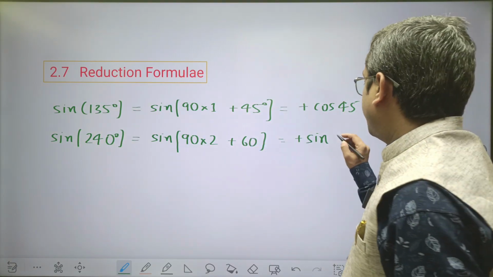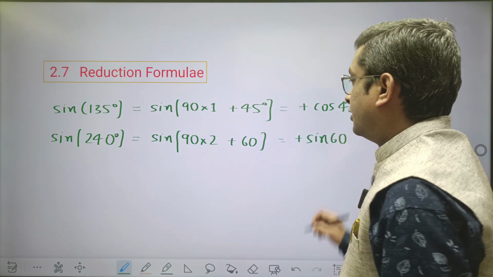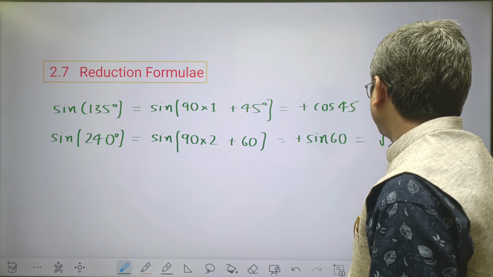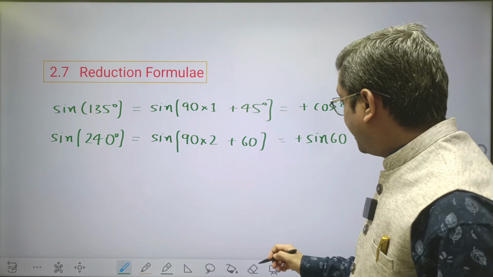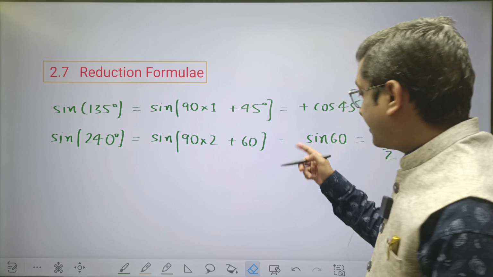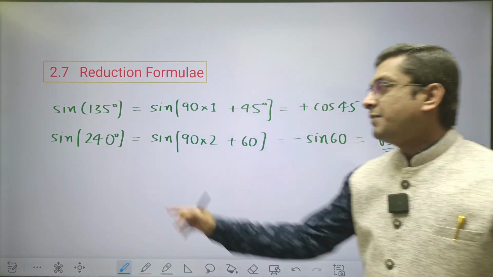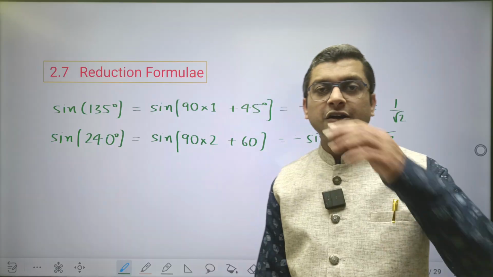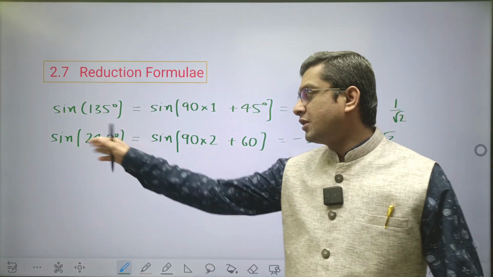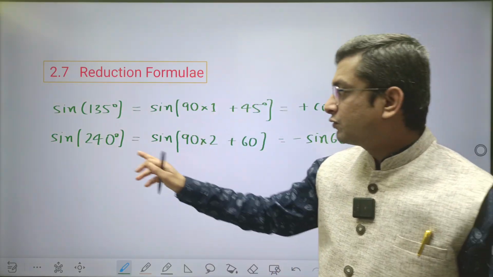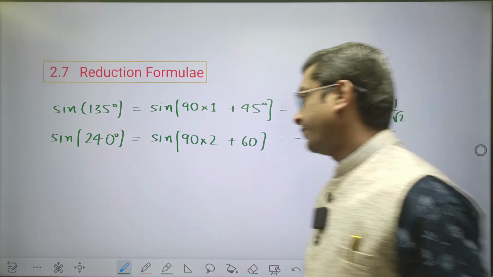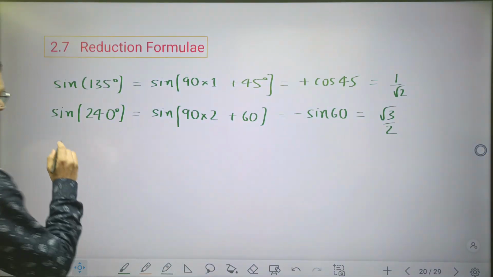And then 60 is left, so this will be root 3 by 2. Acha, and one thing here, the sign will be negative, isn't it? Why? Because the angle lies in the third quadrant, and in the third quadrant only tan and cot are positive, and all the remaining ratios are negative, so the sign will also be negative.